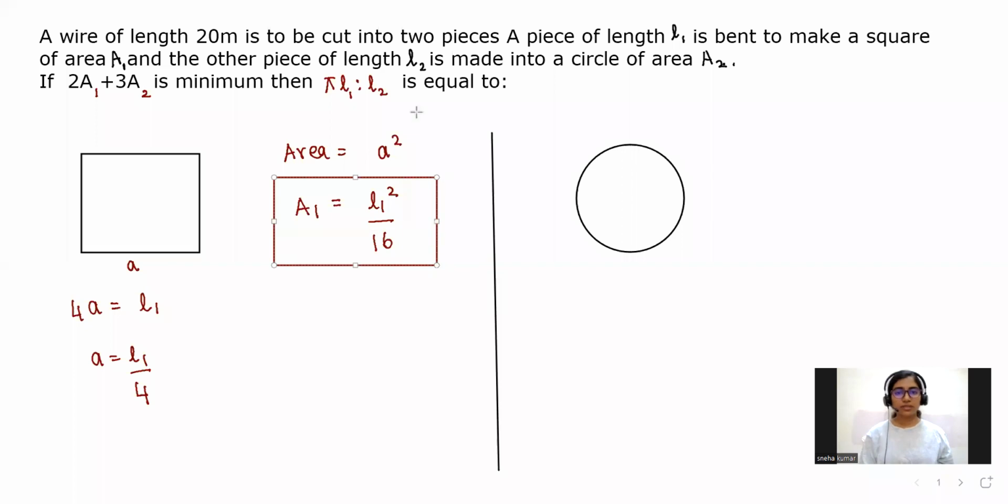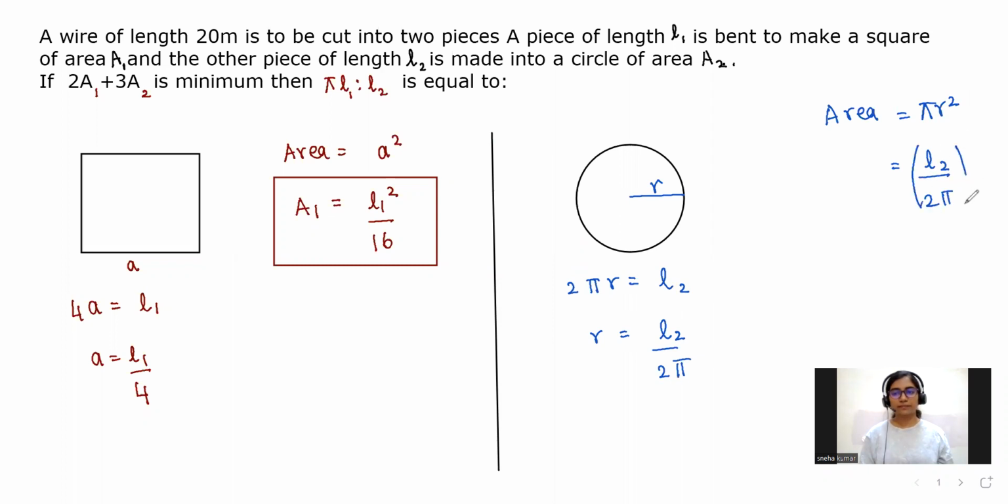Now I'm going to do the same steps with the circle. I'm going to take the radius of the circle to be R. So I know the circumference is L2, so 2 pi R is equal to L2. So R in terms of L2 is going to be L2 divided by 2 pi. I know that the area of the circle is pi R square, so L2 divided by 2 pi the whole square. This is going to be A2. If we simplify this, we get A2 equal to L2 square divided by 4 pi.